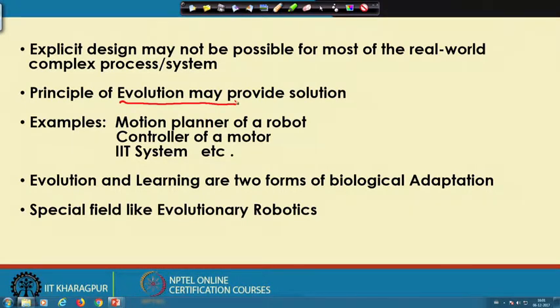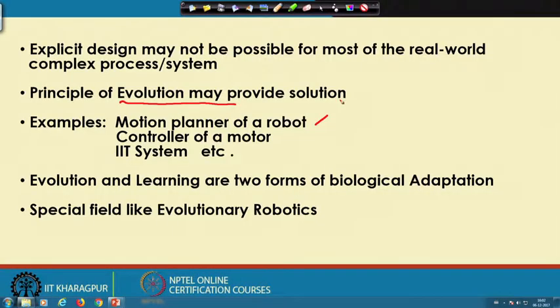For example, say the motion planner of a robot. Supposing that we are going to design and develop, say, an intelligent robot, and for this particular robot we will have to design and develop the suitable motion planner, the adaptive motion planner. Now, based on our experience, we are able to say that it is a bit difficult to explicitly design what should be the most suitable motion planner for a particular intelligent robot. And that is why, to design and develop the suitable motion planner, we will have to take the help of the principle of evolution.